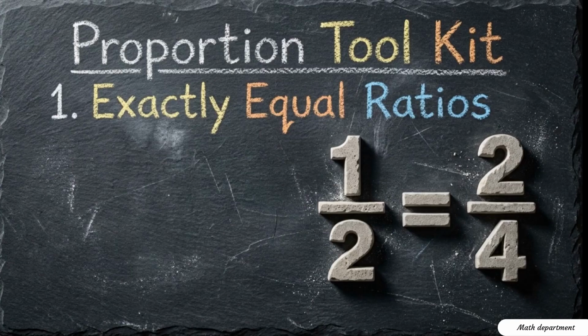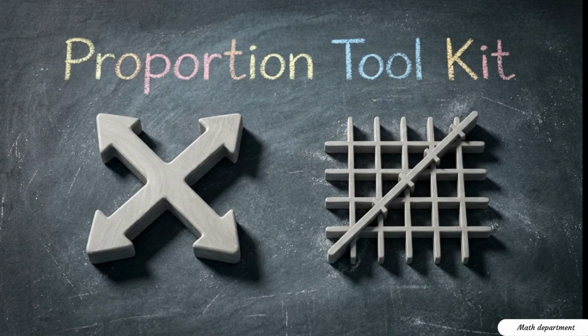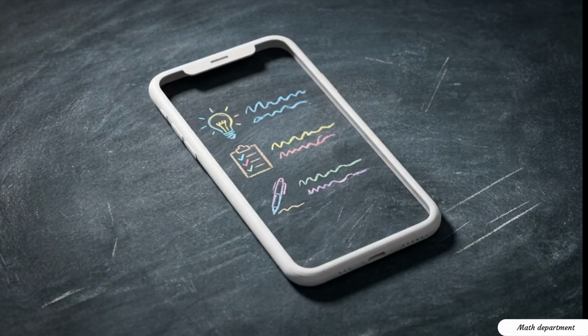We've covered the 3 main ways to identify and solve proportions. First, they are exactly equal ratios. Second, they always pass the cross-multiplication test. And third, on a graph, they form a perfectly straight line through the origin. Take a quick screenshot of this checklist.